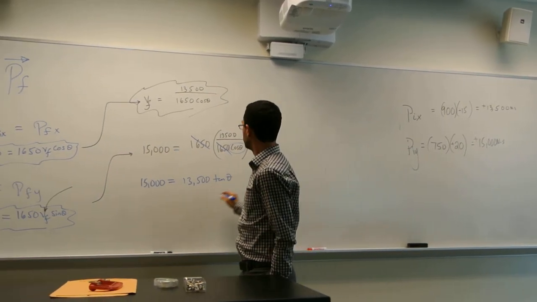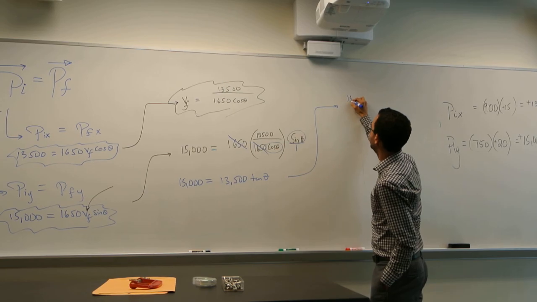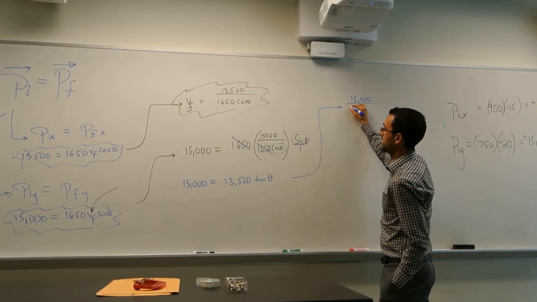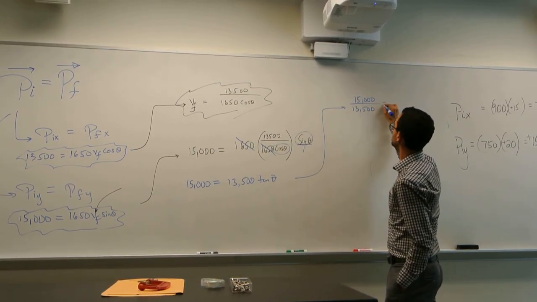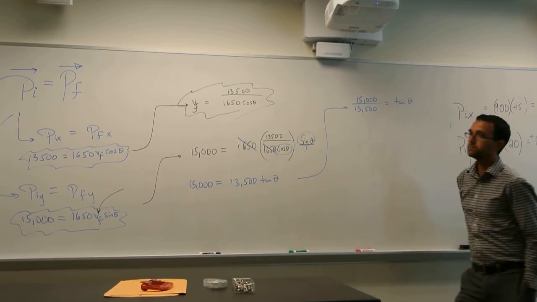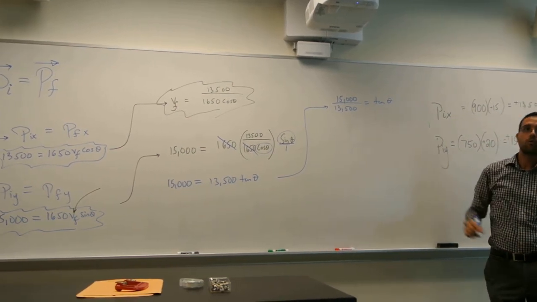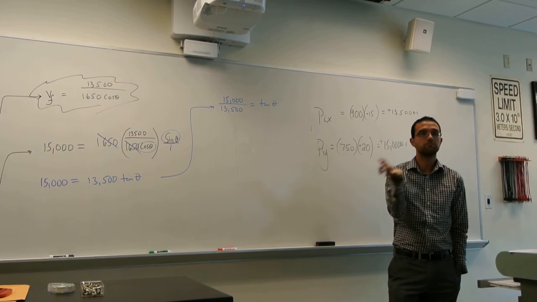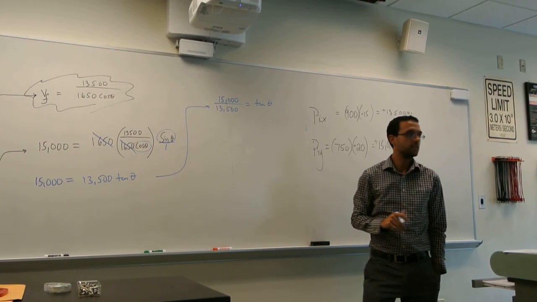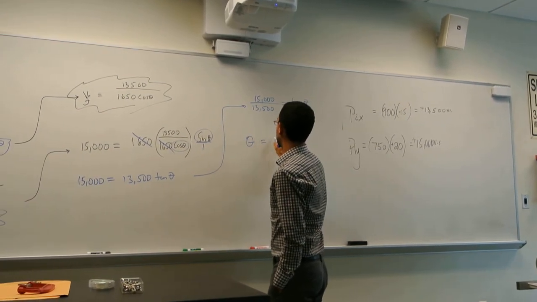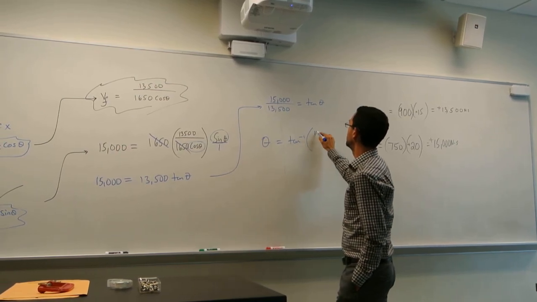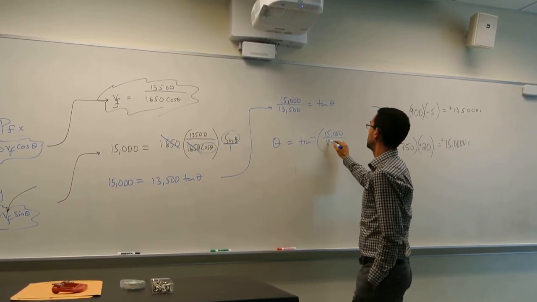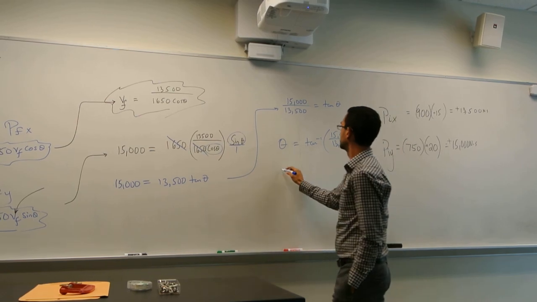So I'm going to divide. When I do that, I have 15,000 divided by 13,500 is equal to the tangent of theta. And to solve that equation, what can I do? I can take the arctangent of both sides, right? So let's take the arctangent. I have theta is equal to the arctangent of 15,000 divided by 13,500.